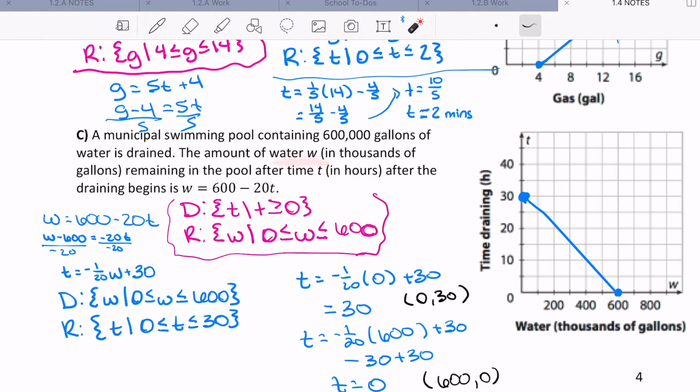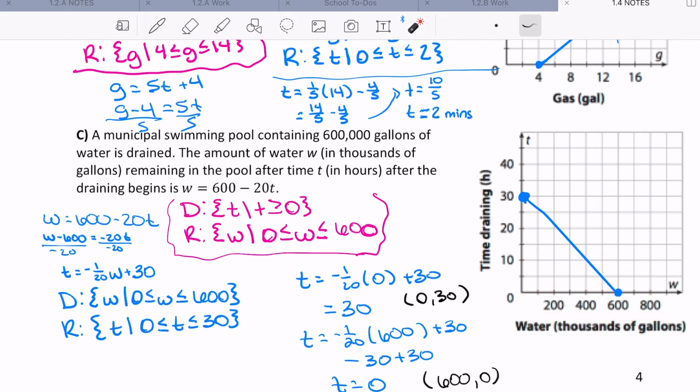Water, we're talking about 600,000 gallons and we're draining it. Now, I know inversely we would think, well, we would go from 600,000 gallons down to 0. Yes, that is correct. But remember, range is always read from bottom to top, so smallest to biggest, 0 to 600,000. And again, I know it's 600,000. I use 600 because my graph is listed in thousands. Always go by your graph values if they are already given to you.